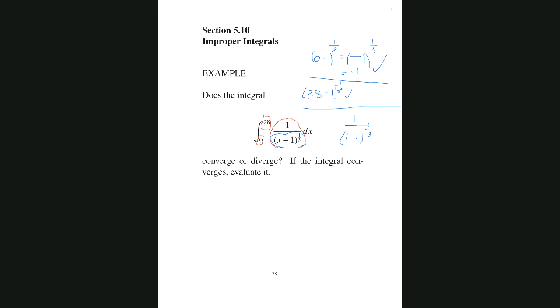You cannot treat this like a proper integral and put in 0 and 28 and do it like a proper integral. Even if you magically get the right answer, you can't do it that way. So what you have to do is split the integral up at x equals 1. You can't split it up at any value, but you're going to split it up at x equals 1.